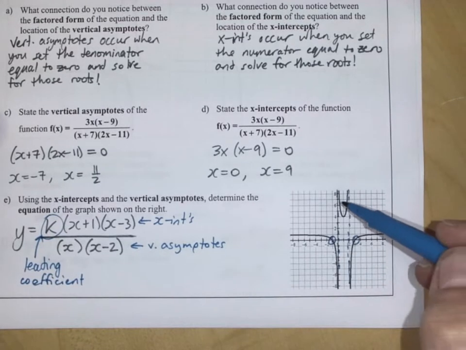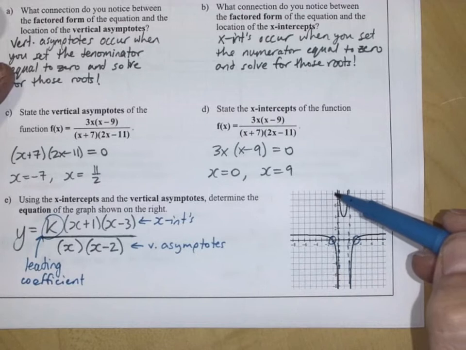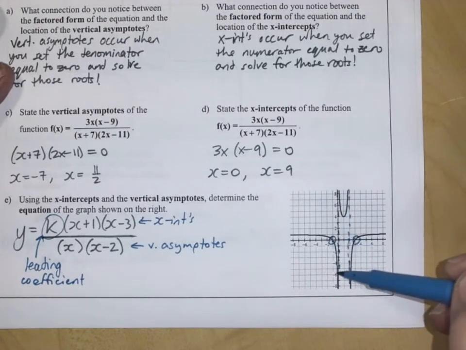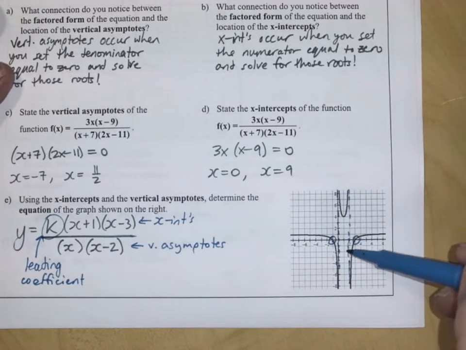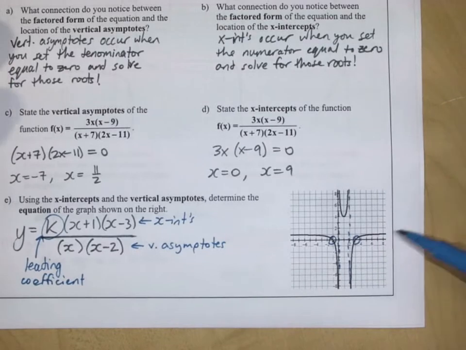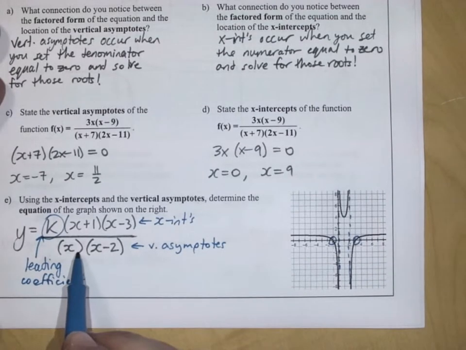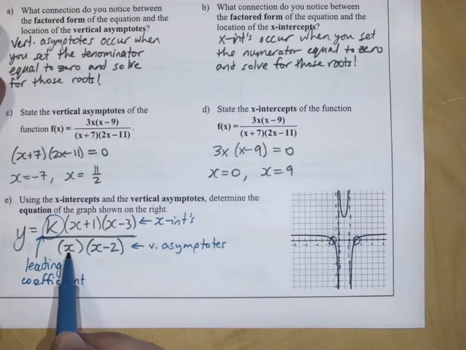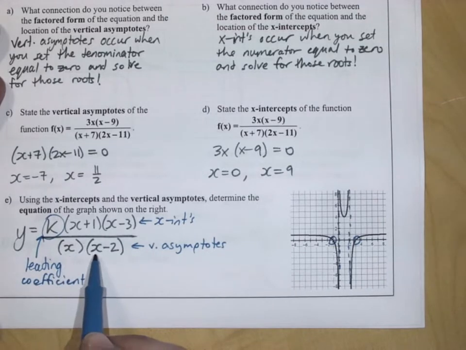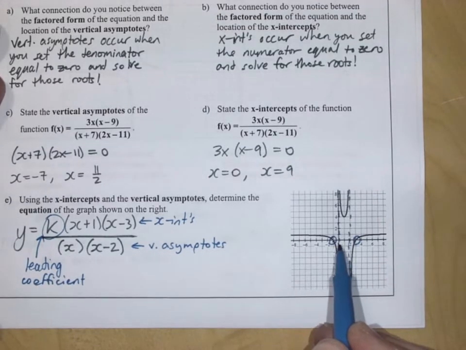Then I look at my vertical asymptotes and I see that I have a vertical asymptote at x equals 0 and another one at x equals 2. That's going to tell me what the factors need to be on the bottom, or the denominator. So the factors in the denominator are x times x minus 2 for those to occur.